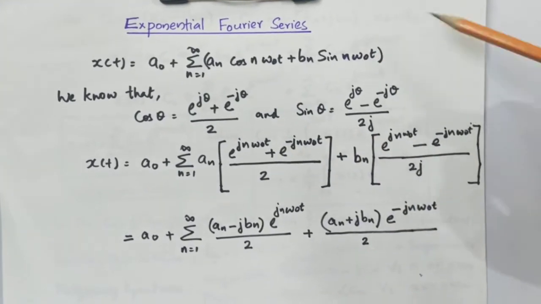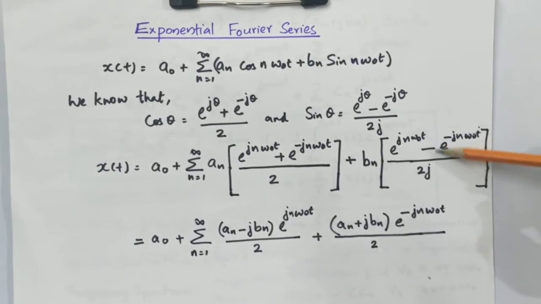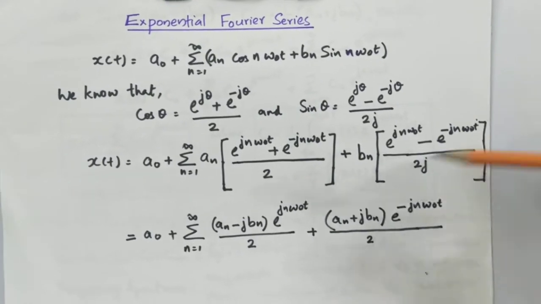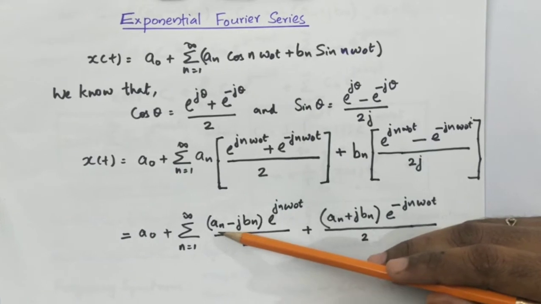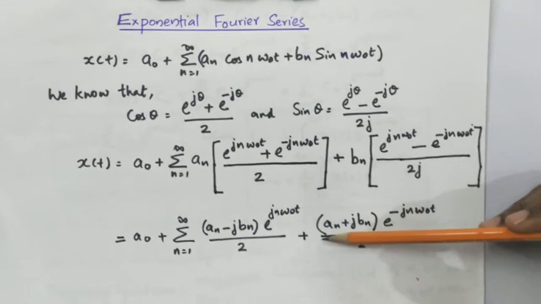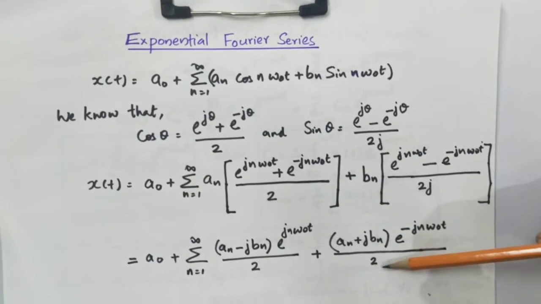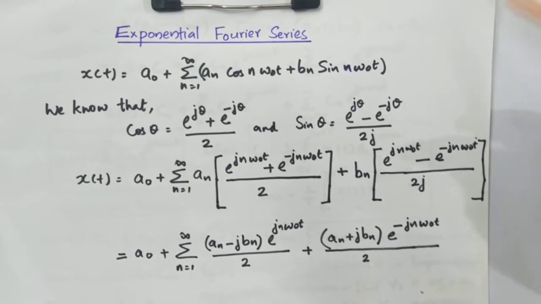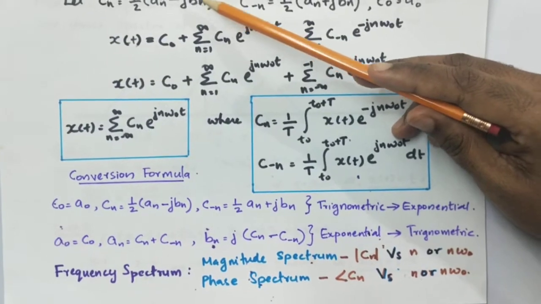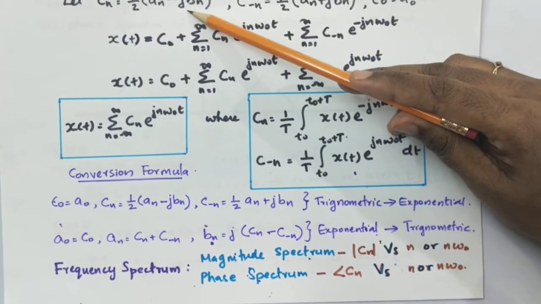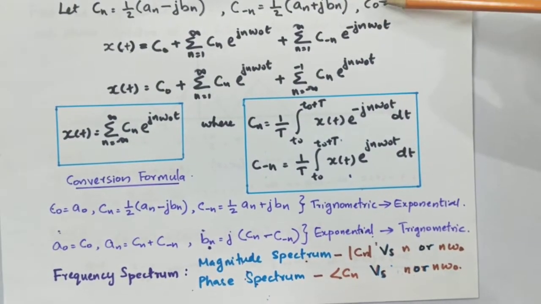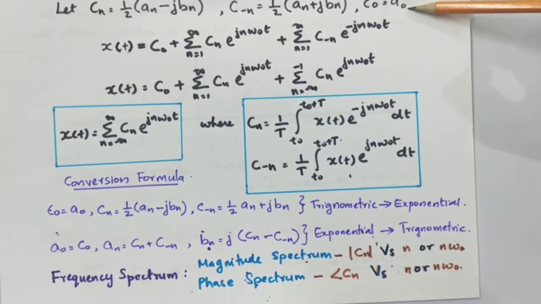Similarly, sin n omega 0 t becomes e raised to jn omega 0 t minus e raised to minus jn omega 0 t divided by 2j. And taking these terms together, we get an minus jbn into e raised to jn omega 0 t divided by 2, plus an plus jbn divided by 2 into e raised to minus jn omega 0 t. Now let cn equal half into an minus jbn, c minus n equal half into an plus jbn, and c0 equal to a0.